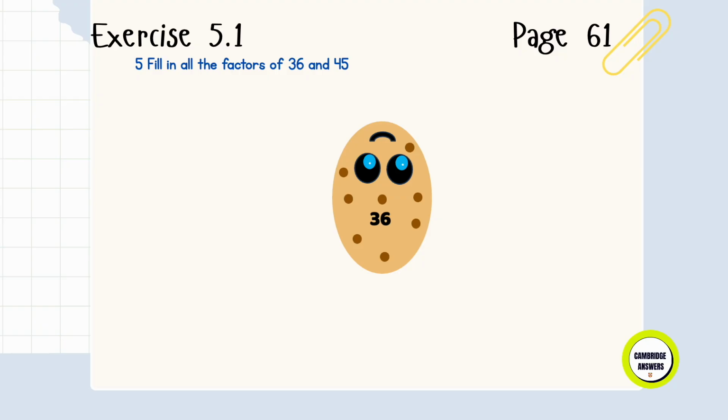Let's go! We start with 1. Always 1. 36 divided by 1, that's 36. First pair, 1 and 36. Legs attached. Now 2. 36 divided by 2, that's 18. Nice. Another pair, 2 and 18.